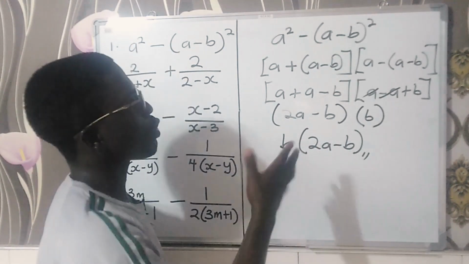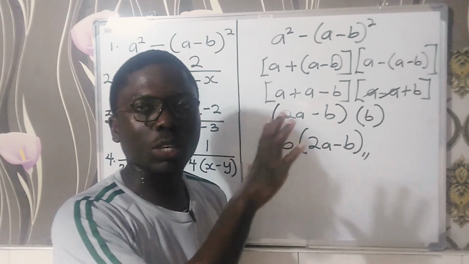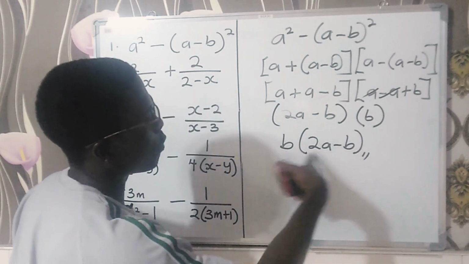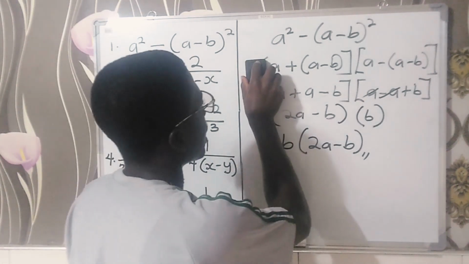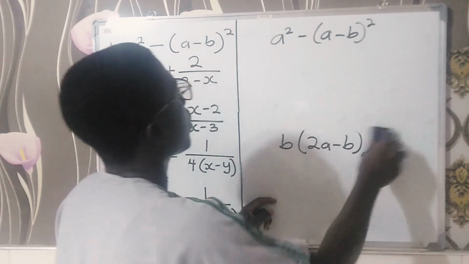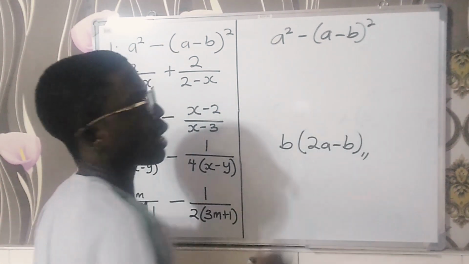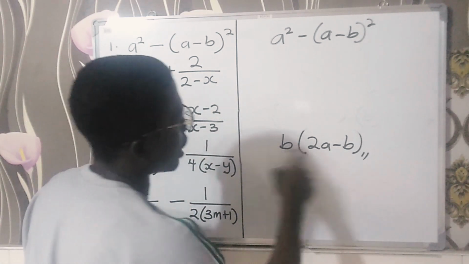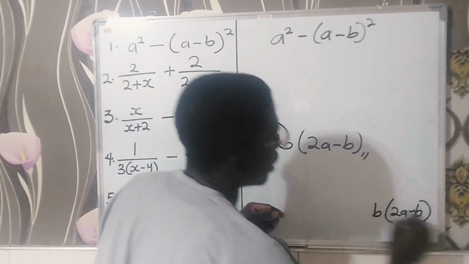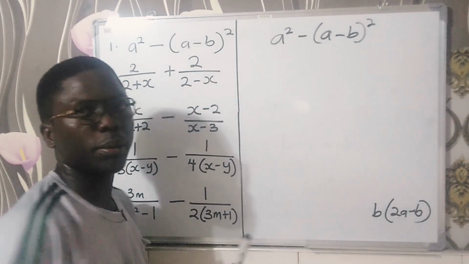Or we can also use another method. If you want to copy it, please pause the video and take your time and copy it. But let's use the other method and then find out if you will have the same answer we had for this particular one. So with the other method, we are going to use the two squares method. So this answer we had b into bracket 2a minus b. So let's see if you have the same answer.